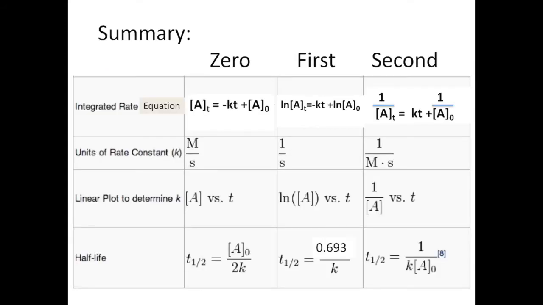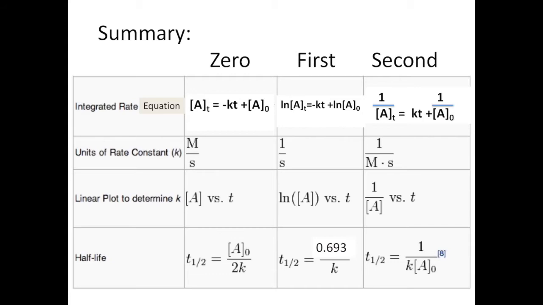All right, so let's go back to this guy. So for zero order, first order, and second order, here are our integrated rate equations for each, the units of the rate constant, our plots, and then half-life we will discuss in a sec. But here's all this stuff if you need to know it, or if you just need it organized for you. There it is.